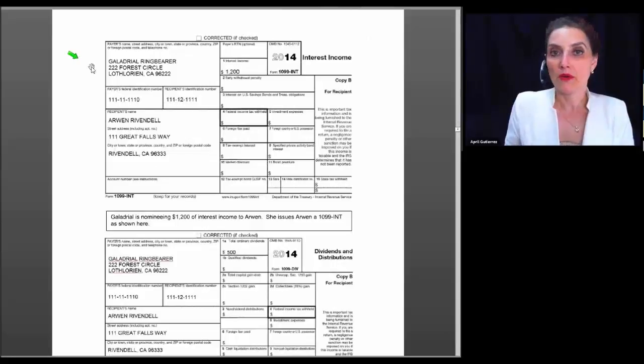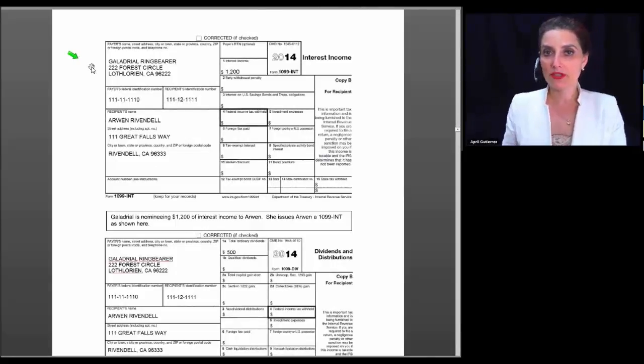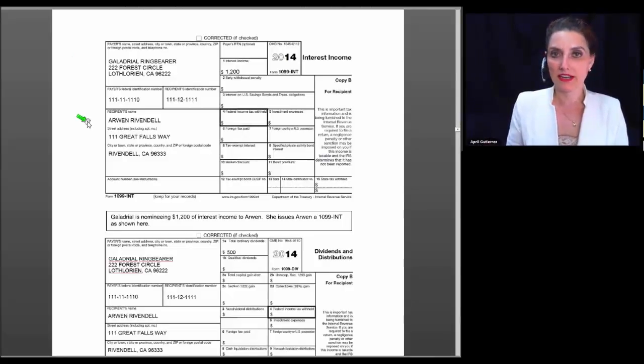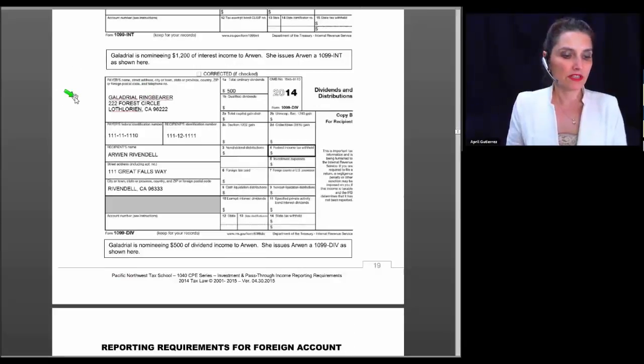Now, we're not done, though. Even though Galadriel has nominated the interest and dividend income off to Arwen, she still has to do more work, and that work is to issue Arwen a 1099 INT and a 1099 DIV. So we're going to show on the 1099 INT Galadriel as the payer, Arwen as the recipient, and the amount of interest that she nominated off to Arwen. And similarly, under the 1099 DIV, we're going to show Galadriel as the payer, Arwen as the recipient, and the amount of dividend income that she is nominating over to Arwen.